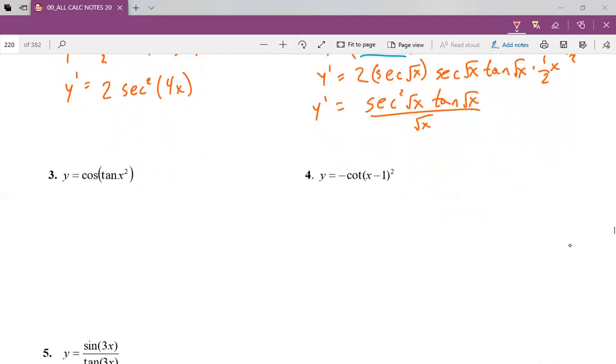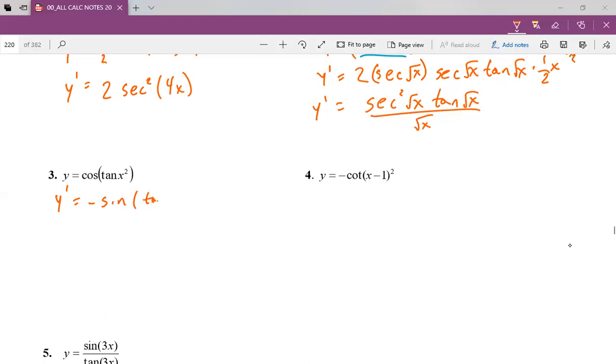Cosine of tangent x squared. So we have chain rule of a chain rule. So again, we have this outer function, which is cos. The inner function of that is tan x squared. And that, of course, has an outer and inner part as well. So we take our derivative of cos. Our derivative of cos is negative sine.